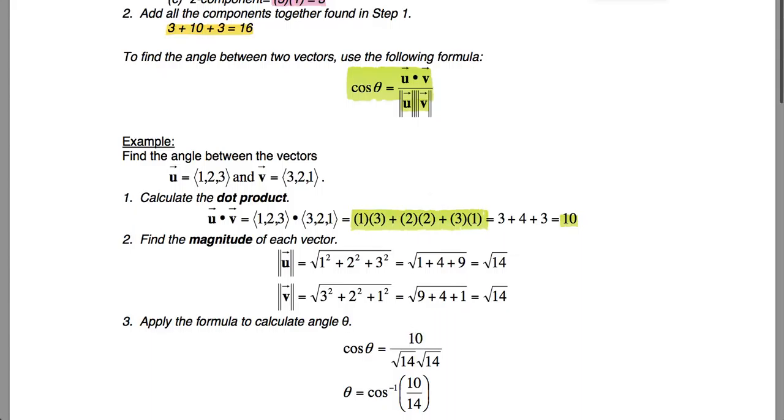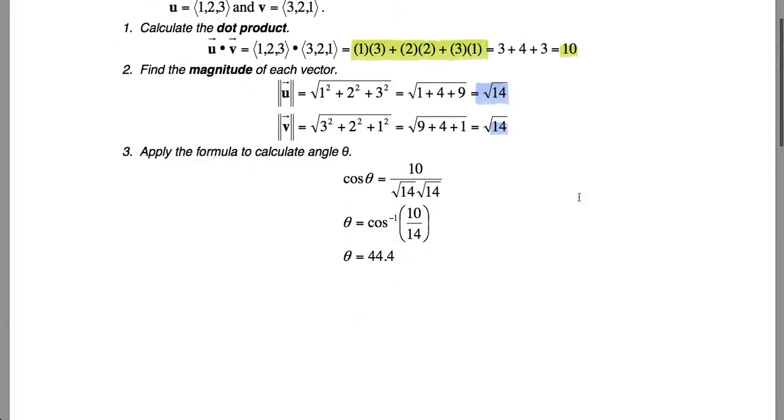It's just the 10. And then you find each individual magnitude, but since they're the same numbers, they're both going to be root 14. Okay? And then when you multiply root 14 times root 14, you get 14. This answer should be between 1 and negative 1. And then at that point, you do the cosine inverse of that angle, whatever it may be.